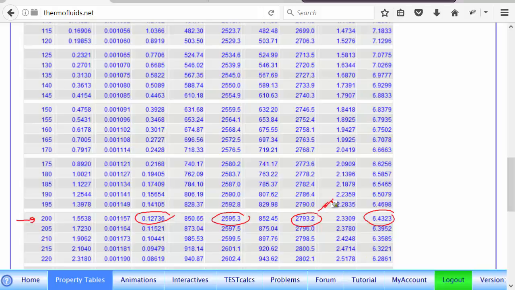Again, if it is in between temperature, suppose 202 degrees, interpolating between the two is not that difficult. 2793 and 2796. How much error can you make? You can say it says 2794, and you'll be almost as accurate. Look at the percent accuracy involved here.